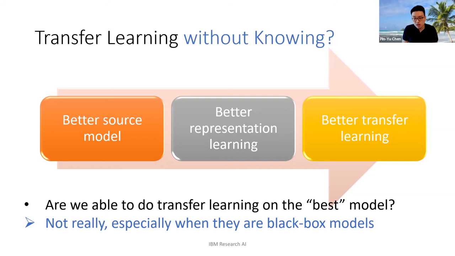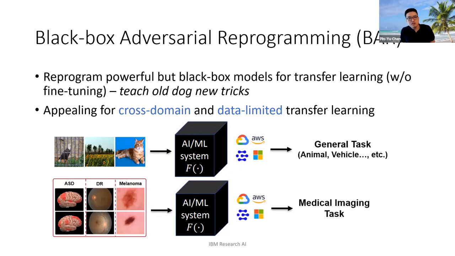So in this case, how do we do transfer learning with such a black box model? Assuming we can access and run inference on the black box model, but we are not allowed to know the actual parameters, can we do any transfer learning with that black box model? So this becomes this interesting black box adversarial reprogramming scenario. We basically try to reprogram powerful black box models for transfer learning.